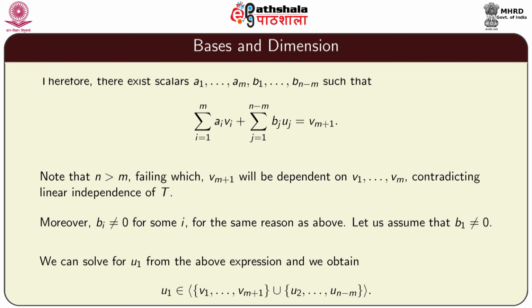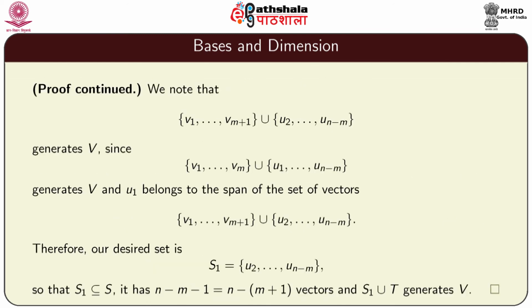So, together we precisely have n minus m minus 1 plus m plus 1 vectors. Let us see what that means. First claim is that V1, V2, Vm plus 1 union U2, U3 and so on Un minus m, this set generates V.